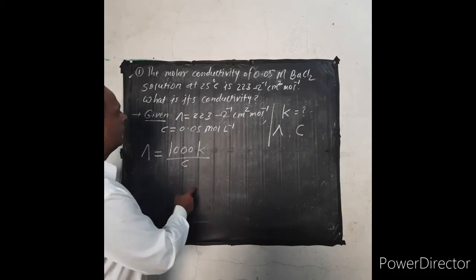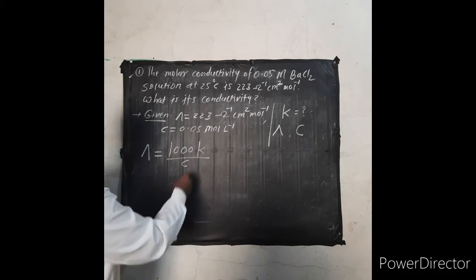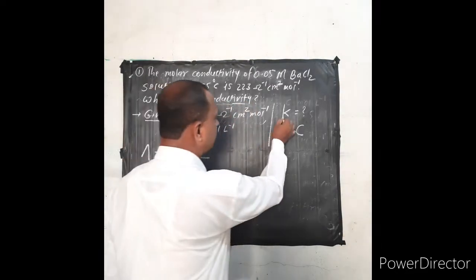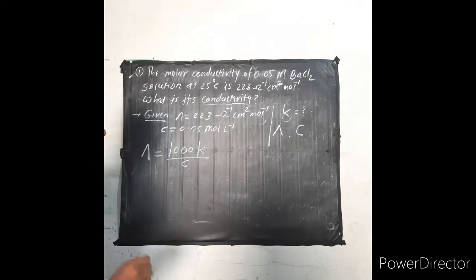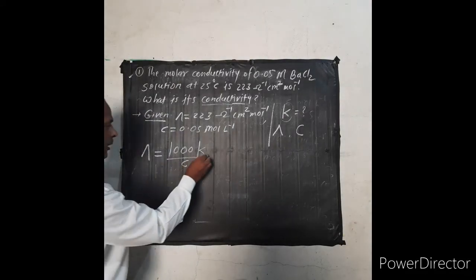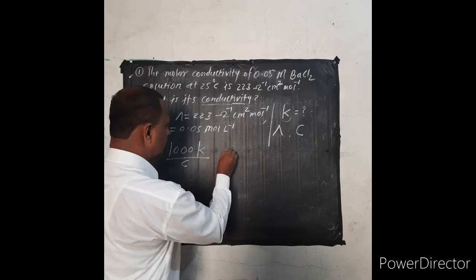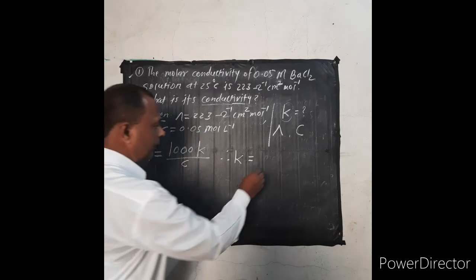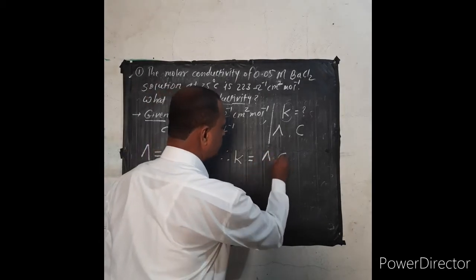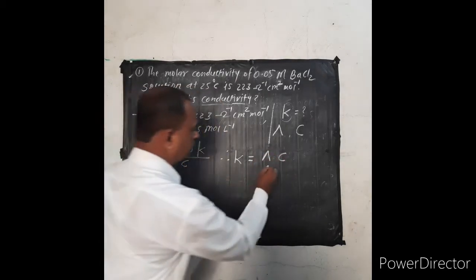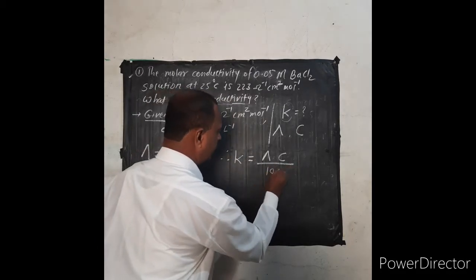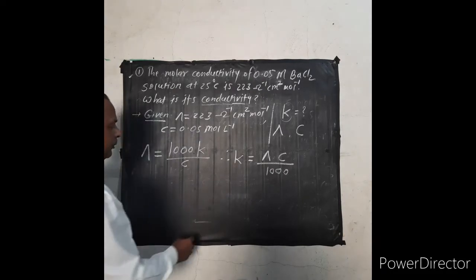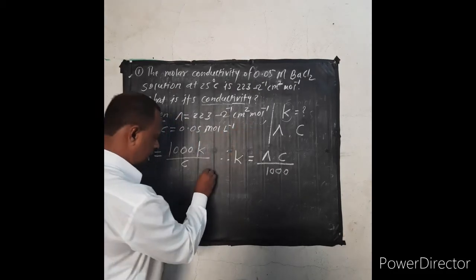In the problem we have to find the conductivity, only K. Therefore, rearrange this formula: K is equal to lambda into C divided by 1000.